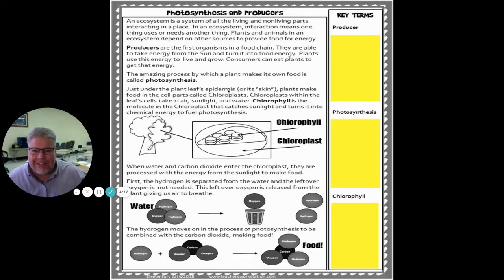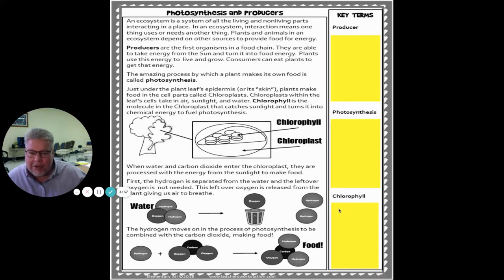Just under the plant's leaves, epidermis, or its skin, plants make food in the cell parts called chloroplasts. Chloroplasts within the leaf's cells take in air, sunlight, and water. So the leaf is a big part of photosynthesis, obviously. The leaf takes in the air, it takes in the sunlight, and it takes in the water. And of course, the roots can send the water up to the leaves too, but the photosynthesis happens in the leaves. Chlorophyll is the molecule in the chloroplast that catches the sunlight and turns it into chemical energy to fuel photosynthesis. That's a lot to type in that little box, but I think it'll fit.